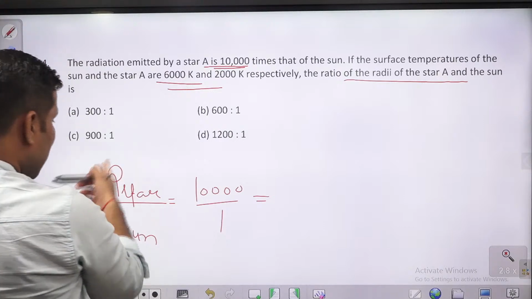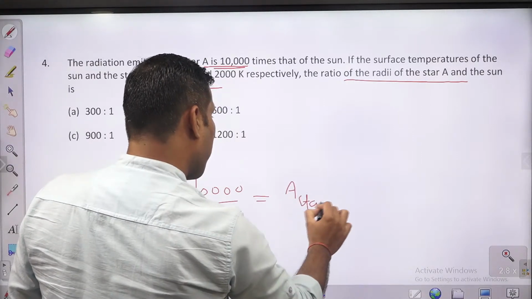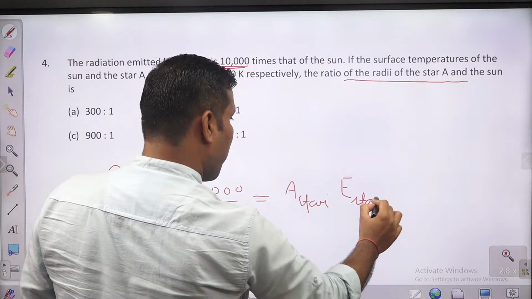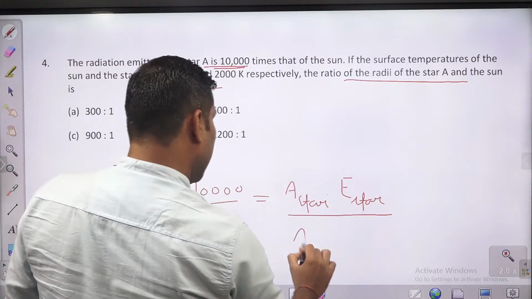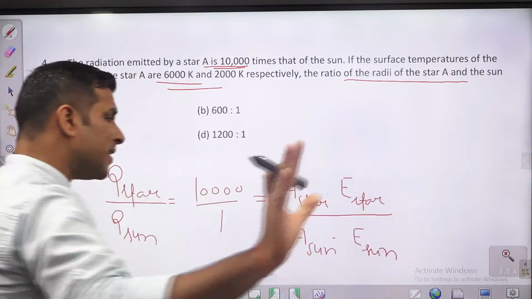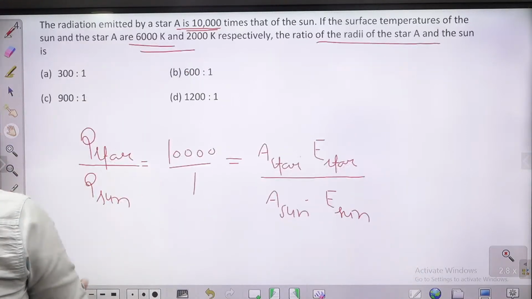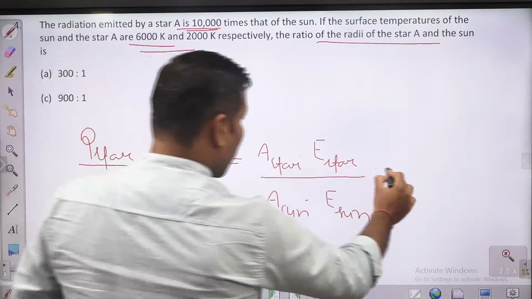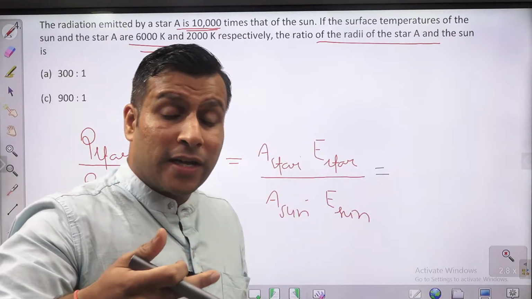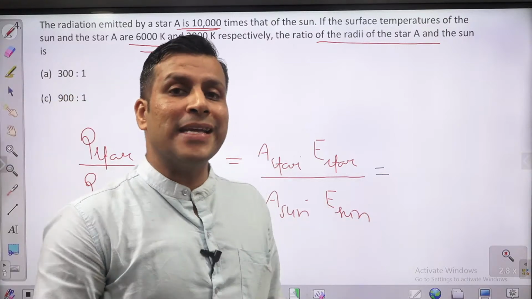You know guys, this is nothing but what? इसको हमने क्या लिखा था? Area of star into hemispherical emissive power of star, upon area of sun into hemispherical emissive power of sun. Both you can consider as a black body. The sun and star both you can consider as a black body. Okay. So actually, you know, these are like spherical bodies. So area will be what? Area will be something like 4 pi r square. Suppose the projected area if you are taking, so it will be like what?